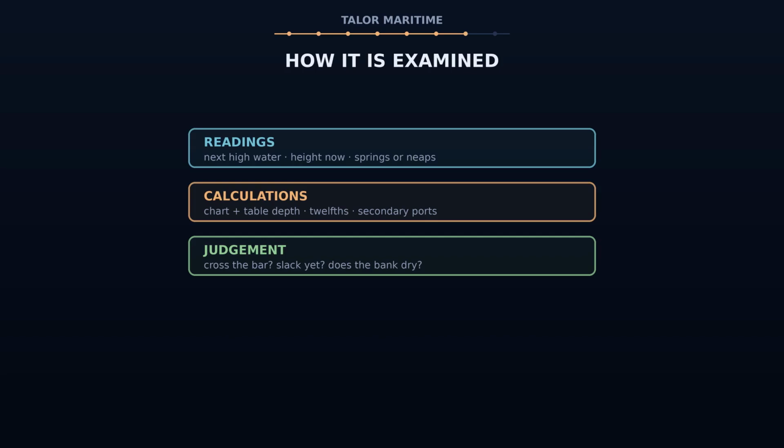Tide questions come in patterns. Readings: the next high water, the height at a given time, springs or neaps this week. Calculations: depth under the keel from chart plus table, twelfths estimates between the lines, and secondary port corrections. And judgment: when to cross the bar, when the pass goes slack, whether the drying bank is open. Work to practice makes the table an instrument instead of a document.